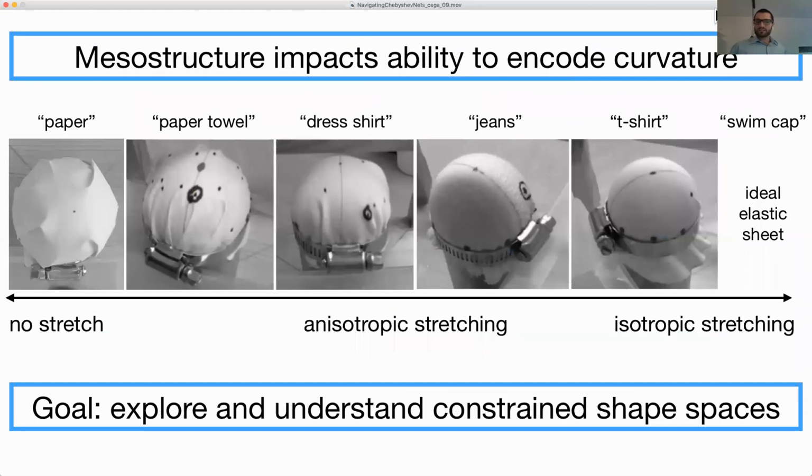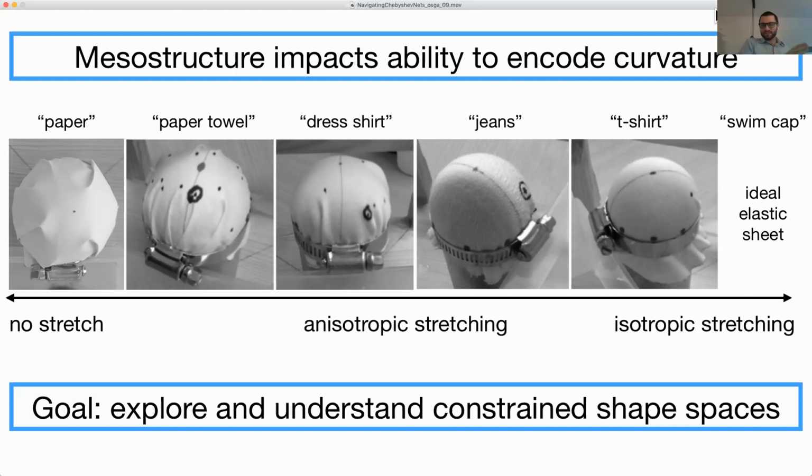One of my main research questions is to explore and understand this sort of constrained shape space. I like to call this the stretch spectrum. On the left, we can see a piece of paper put over a sphere. As soon as you start to go down the sphere, you get these wrinkles that start to occur. Next, you have a paper towel, and then a dress shirt or some jeans and a t-shirt. And all the way to the right, you can imagine that you pull a swim cap tight, and it just clings to your head with no wrinkles or ruffles at all.